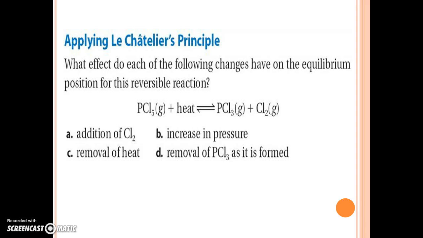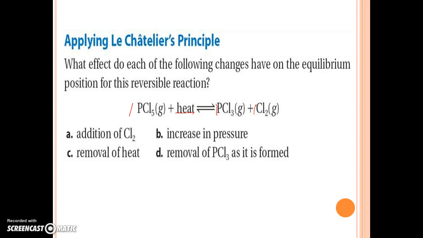So let's try a couple problems. What effect do each of the following changes have on this equilibrium position, as in side, left or right, for the reversible reaction? So 1 mole of gas, 2 moles of gas.